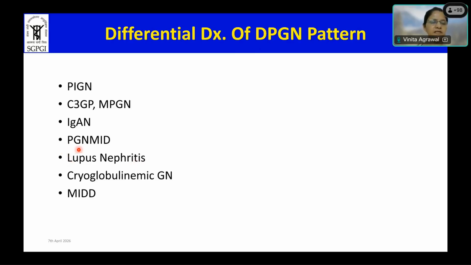And then you can have PGN-MID, proliferative glomerulonephritis with monoclonal immune deposits, lupus nephritis, cryoglobulinemic glomerulonephritis, and monoclonal immunoglobulin deposition disease. So on light microscopy, when you looked at HE and your PAS stain, these are the differential diagnoses which should come to your mind. After this, you will do the immunofluorescence, and accordingly you will make a definite diagnosis.